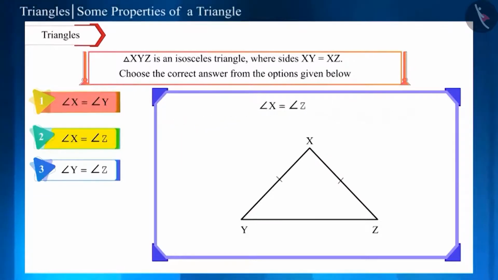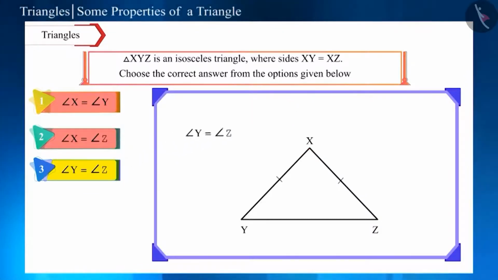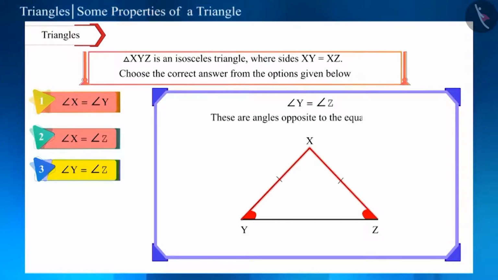In the second option also, it's given that angles x and z are not opposite to the equal sides. So, these angles would also not be equal, and thus this option is also incorrect. Look at the third option, which is the last option. Angles y and z are angles opposite to the equal sides. Therefore, these angles will be equal. So, this option is correct.